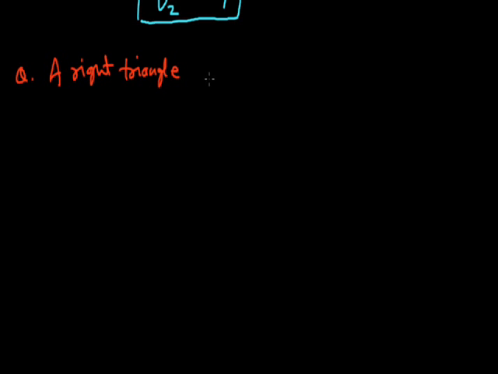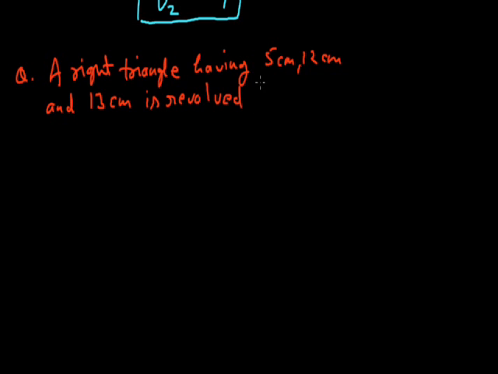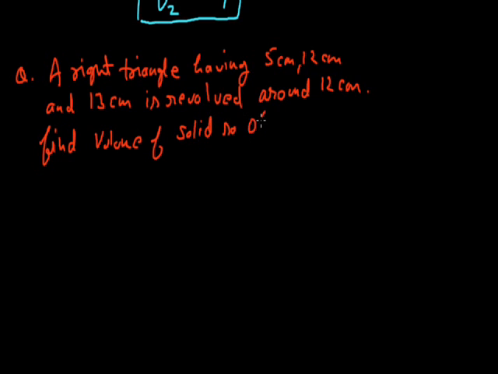A right triangle having sides 5 centimeter, 12 centimeter and 13 centimeter is revolved around side 12 centimeter. Find the volume of solid so obtained. Let's see the solution. So we have given a right angle triangle having sides 5, 12 and 13.